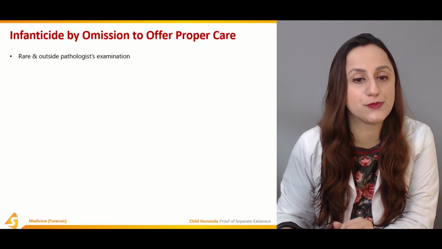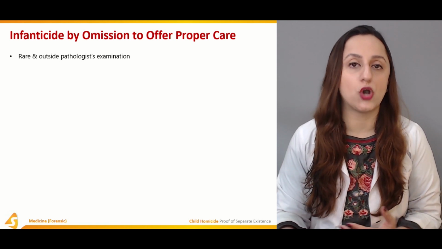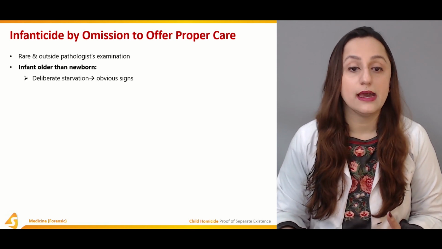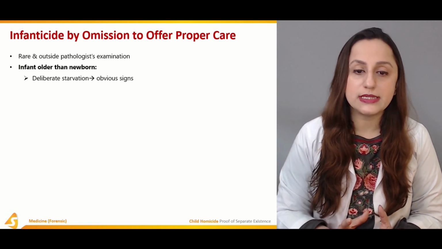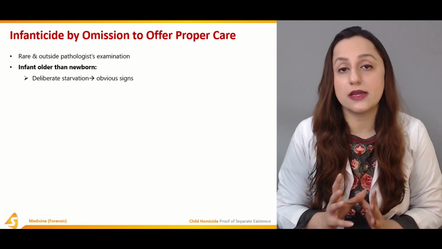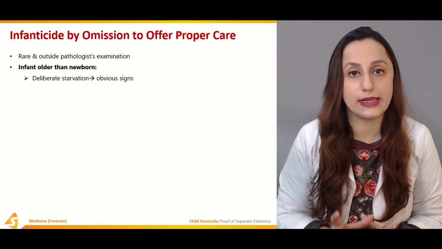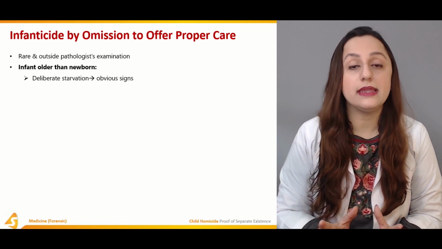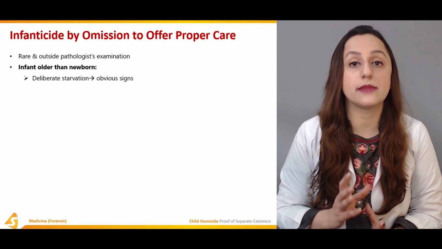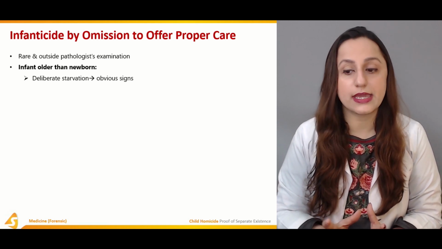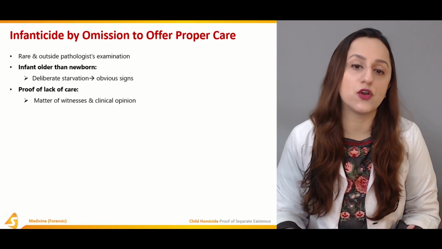Infanticide by omission to offer the proper care. Now, this is basically outside the domain of the pathologist's examination for carrying out these investigations, when the infant is older than a newborn. So deliberate starvation gives obvious signs of a lack of proper care. If proper care is not given to an infant, he or she may die, and there are going to be signs of starvation in such a case. There can be signs of neglect in such a case, just by giving an overview of the hygiene of the infant.